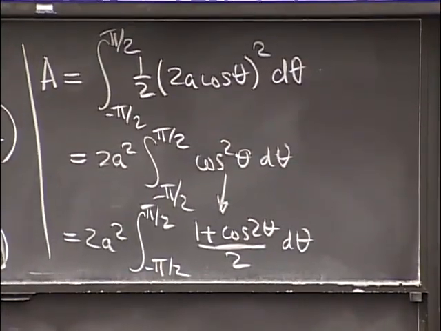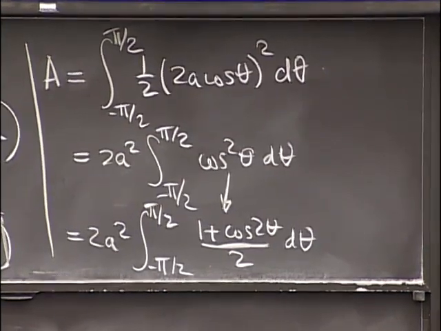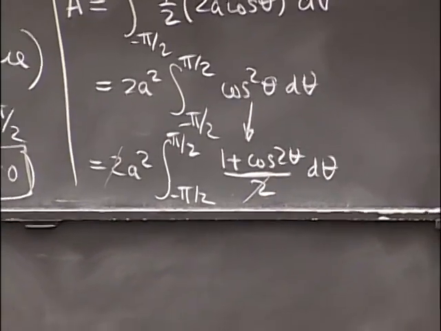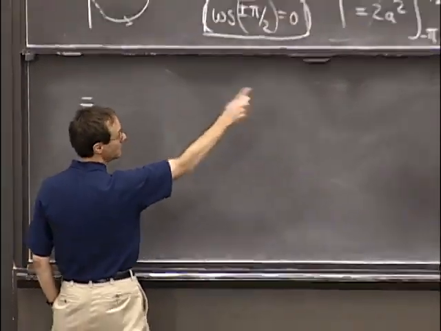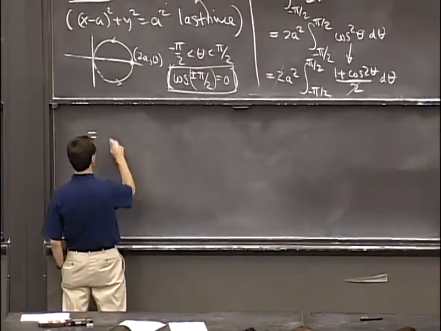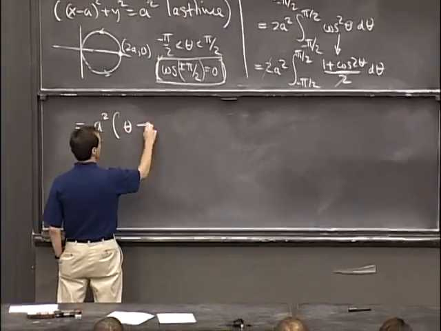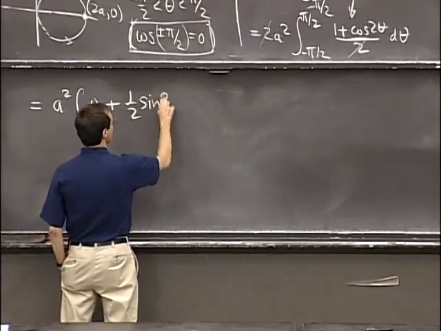And now this is quite easy, all right? This integral now is easy. Why is it easy? Well, because it's the antiderivative of a constant, and cosine 2 theta, its antiderivative you're supposed to be able to write down. So the antiderivative of 1 is theta, and the antiderivative of the cosine is half the sine of 2 theta.